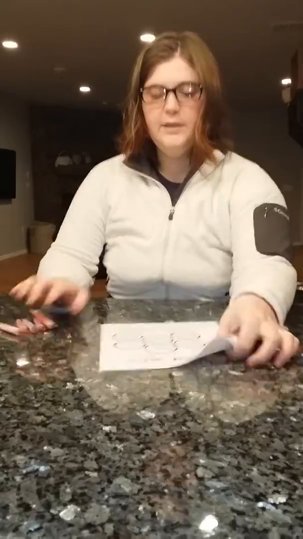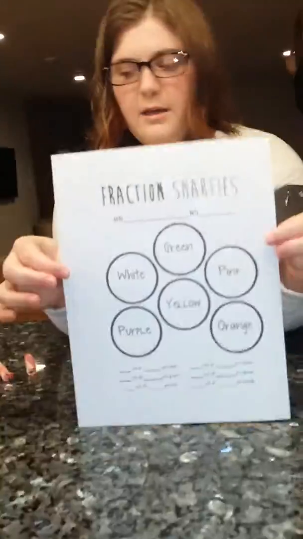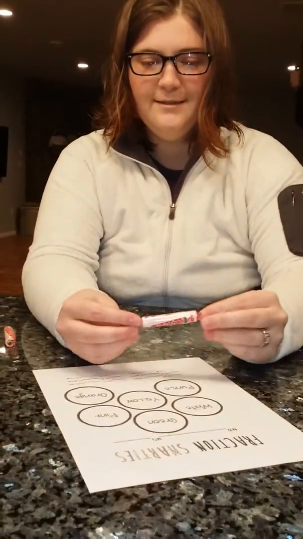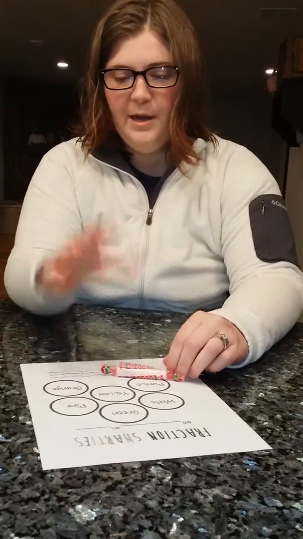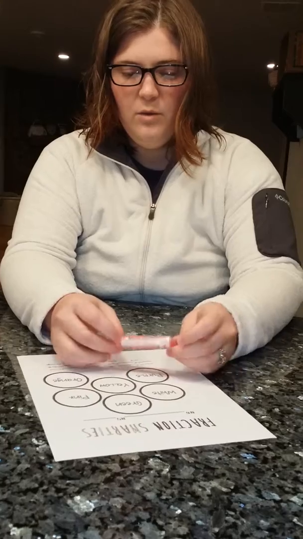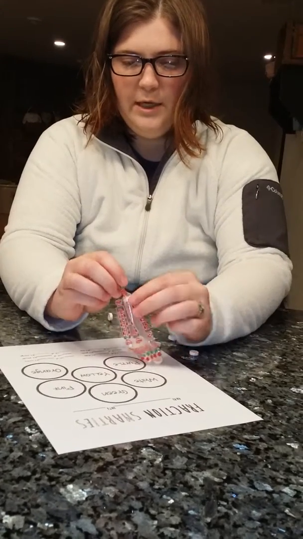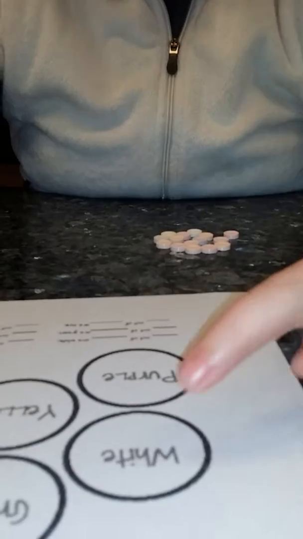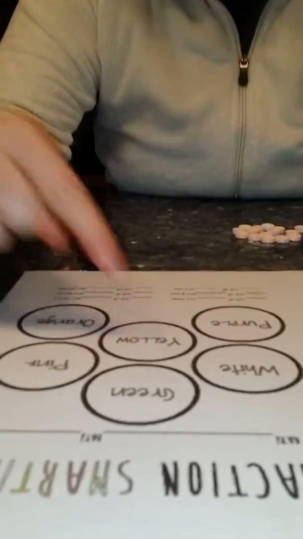Let's do a review game. We are going to review our fractions. So we have our worksheets, and we're going to use Smarties. Because who doesn't love Smarties? Nobody. So if I open my Smarties and we pass the worksheets out, everybody gets 1 package of Smarties. We're going to count them. We're going to count up our package of Smarties, and we're going to put the white ones, the green ones, the pink ones, the purple ones, the yellow ones, and the orange ones. Let's count how many total we have.